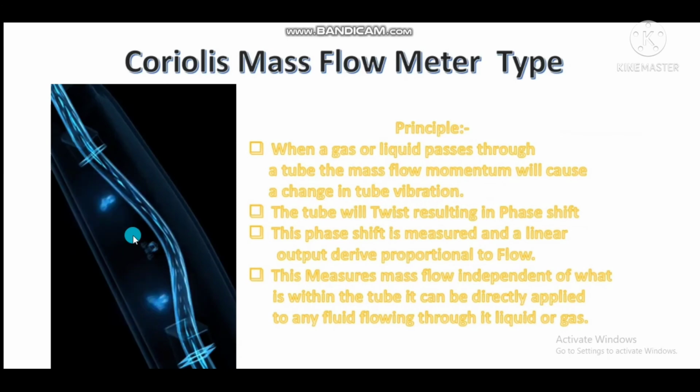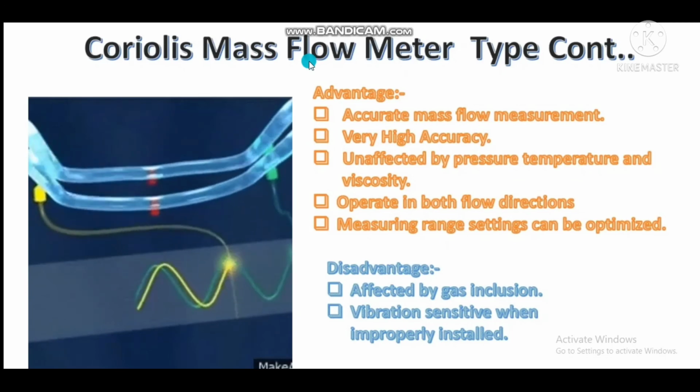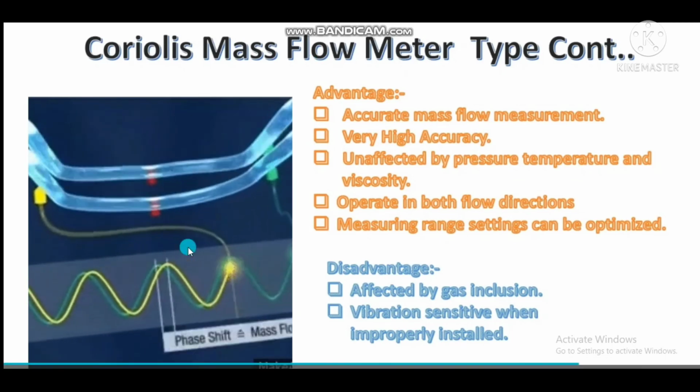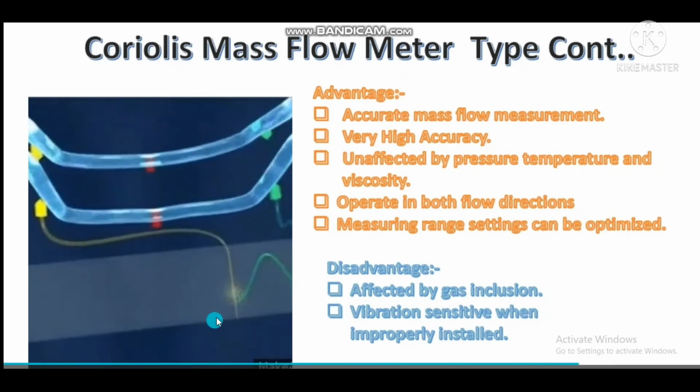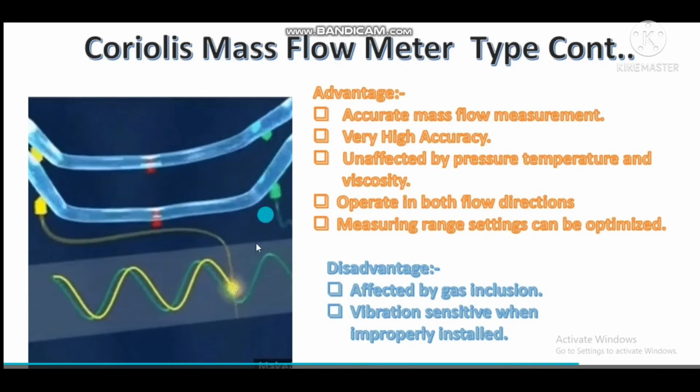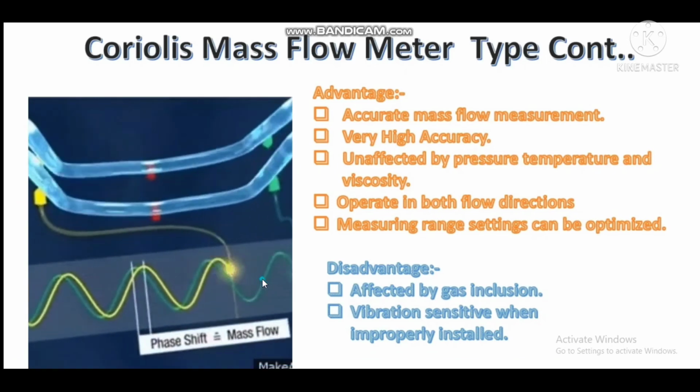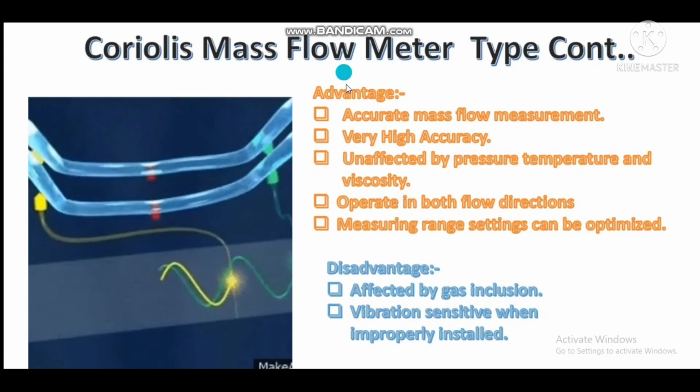So it can be applicable for any type of fluid, let it be liquid or let it be gas. So this is the few principle of this Coriolis mass flow. Now the advantage and disadvantages of this. So here in the animation we can see that the phase shift is directly proportional to the flow. Now this is the sensing element which measures the phase shift. So now this is the advantage and disadvantage.